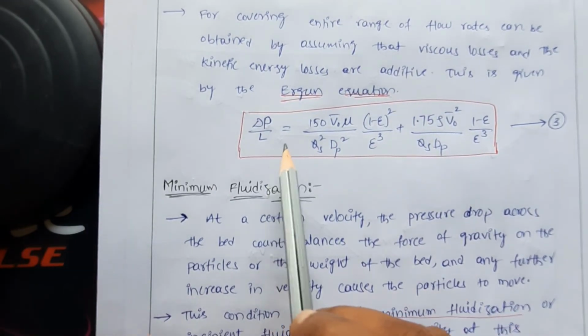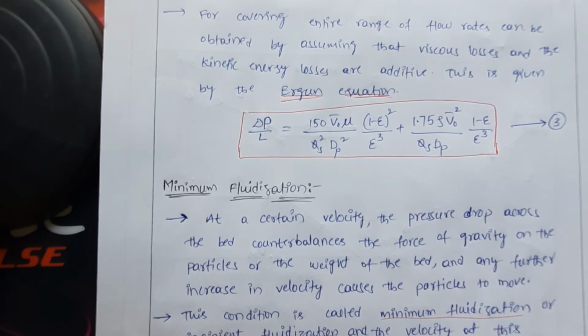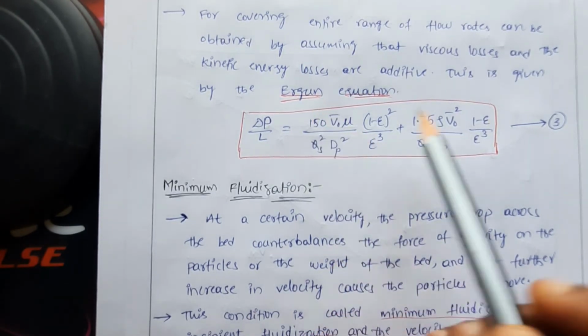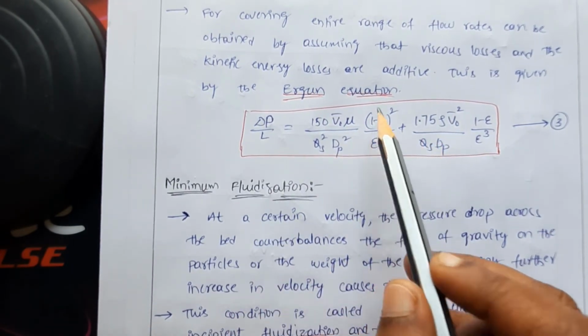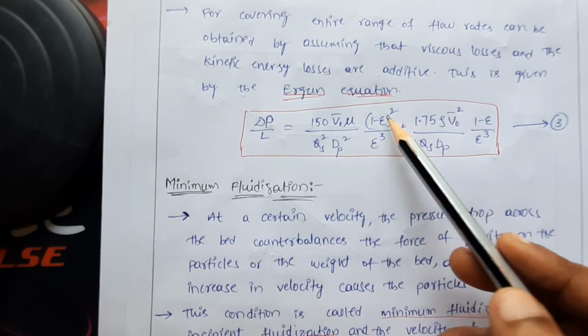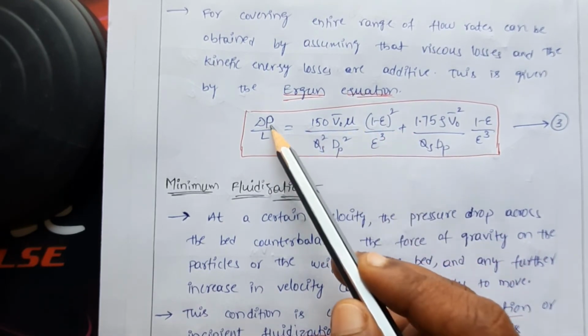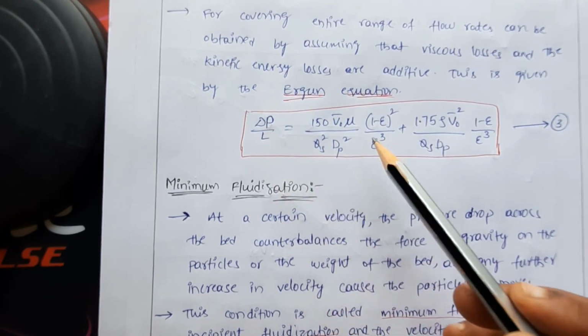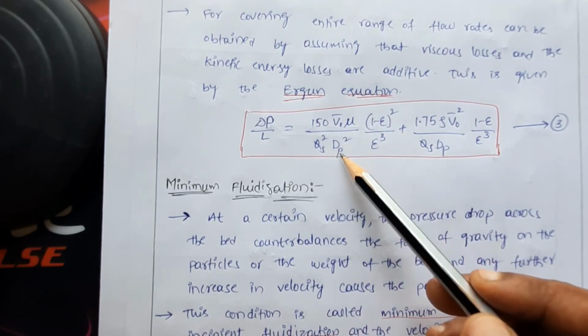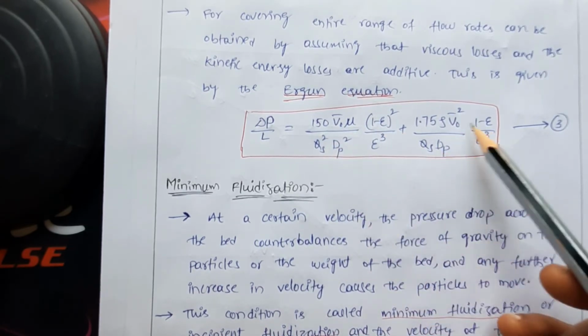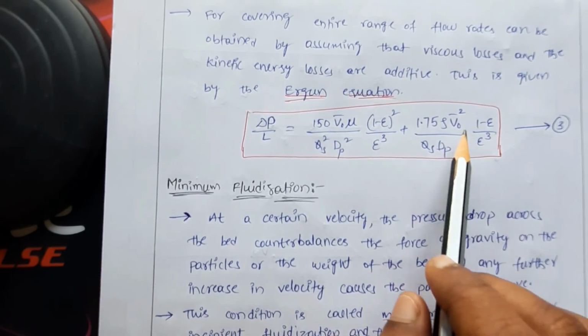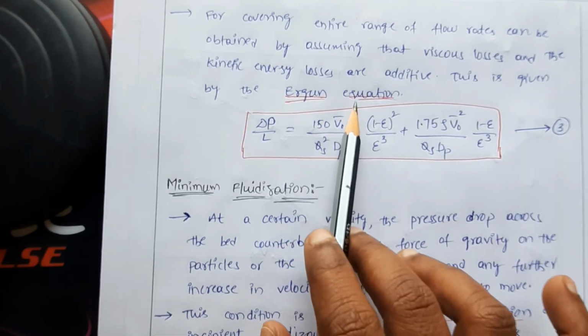For any range of fluids, the pressure drop is simply a sum of the viscous losses and the kinetic energy losses. So that is given by the two terms I previously mentioned. Equation 1: the pressure drop per unit length is simply a sum of the viscous losses and kinetic energy losses. So this equation 3 is called the Ergun equation.